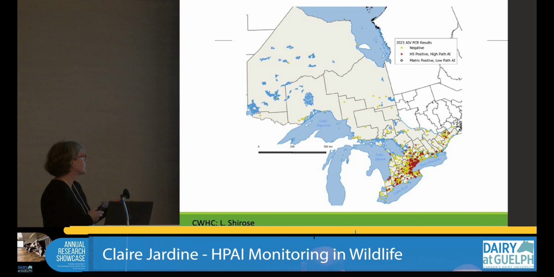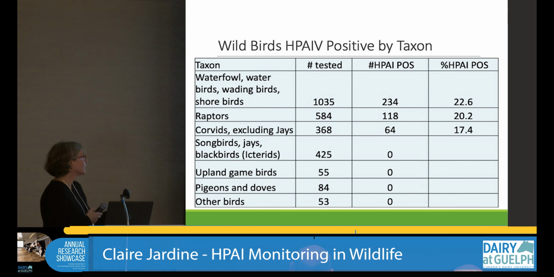Okay, and I know people are quite interested in which species are affected, and so these are the overall numbers by taxa, kind of groups of birds that are of interest. So you can see waterfowl, water birds, shorebirds, raptors, and corvids are the main groups that are testing positive in Ontario. Just under 20% of those that come in are positive. And we haven't, at least at this time, detected any songbirds, upland game birds, pigeons, or doves, or any of the other birds. We just haven't detected it here in Ontario.